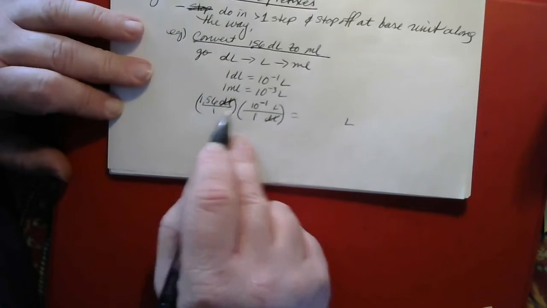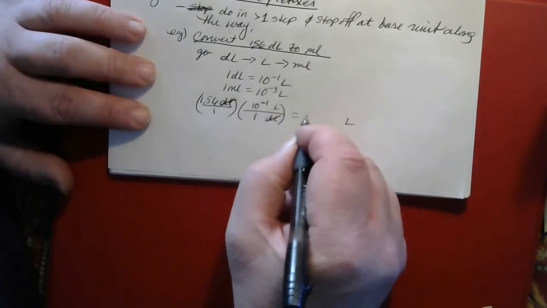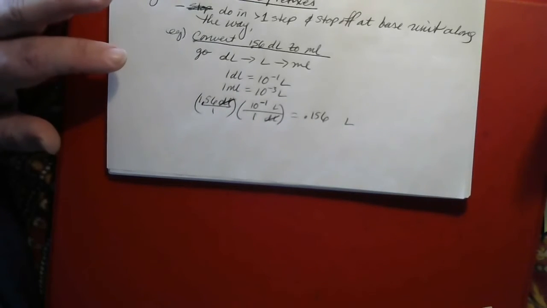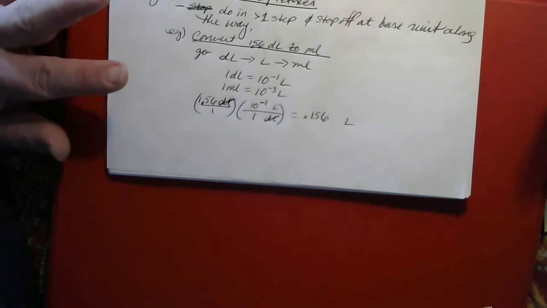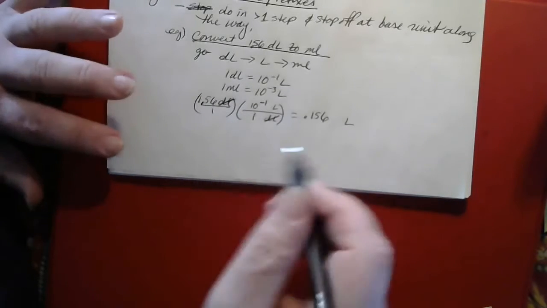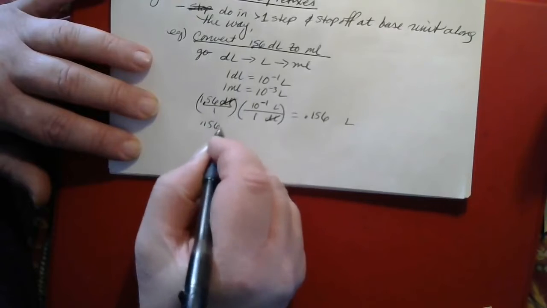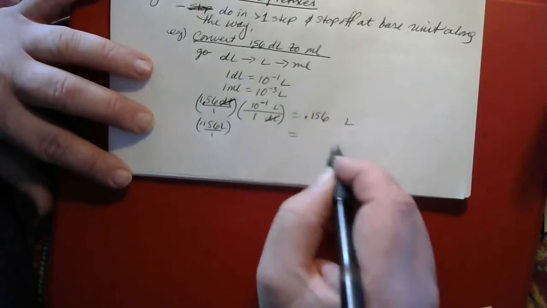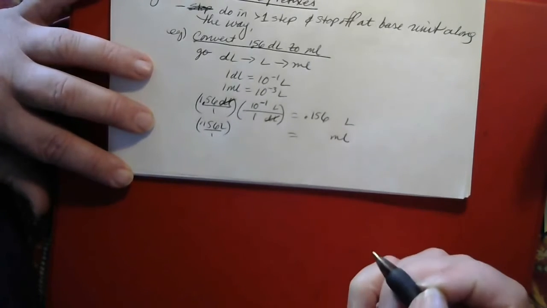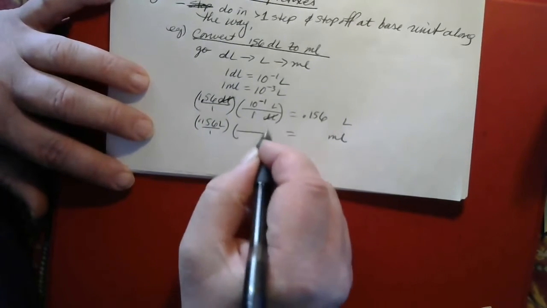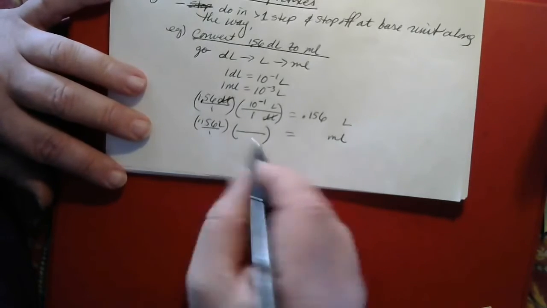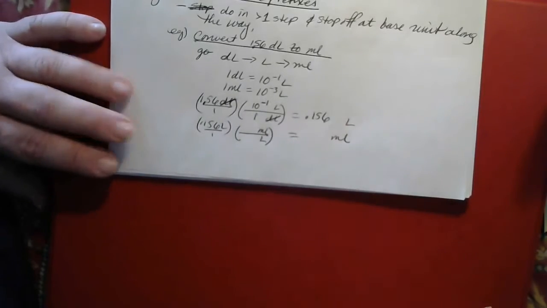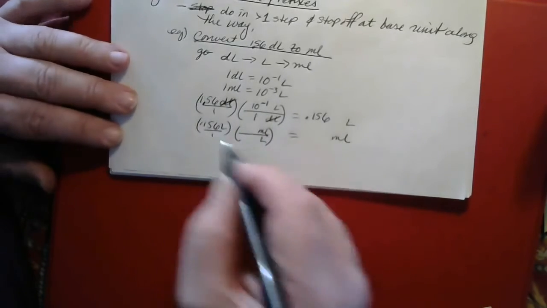And 1.56 times 10 to the minus 1 is 0.156. We don't have to worry about significant figures yet because this is only the first step out of 2. The second step, we can take 0.156 liters, which we can think of as being over 1, and convert that to milliliters, which we want finally. This time we want liters in the denominator of the conversion factor, and milliliters in the top so that it will come out as the answer.